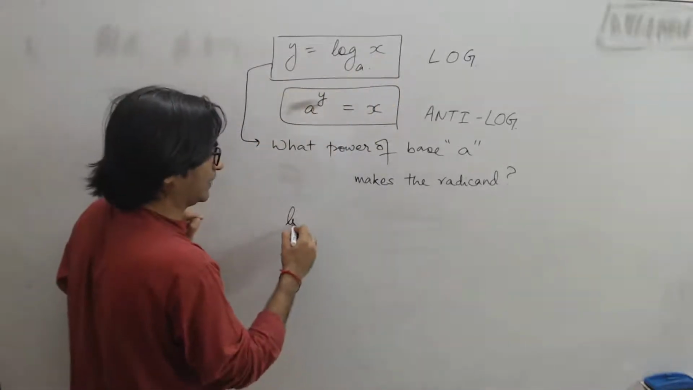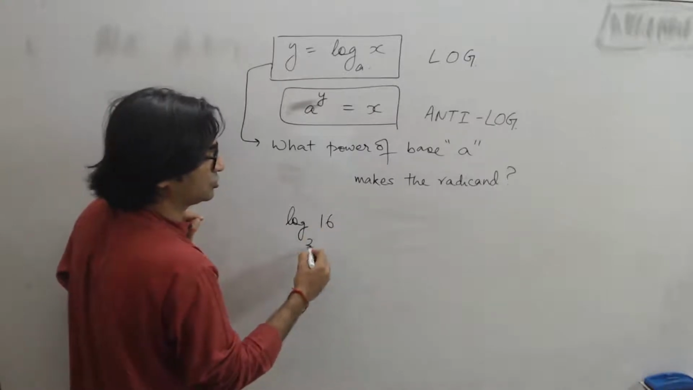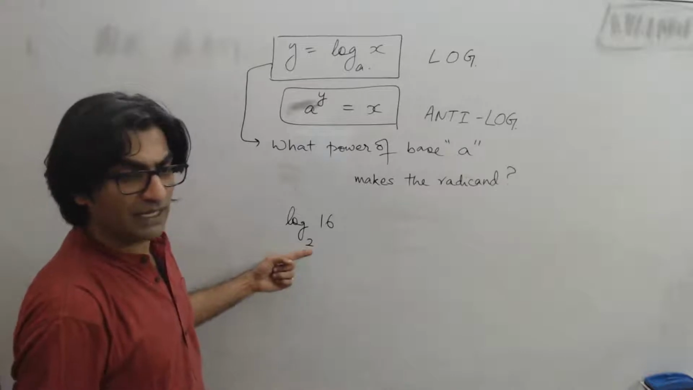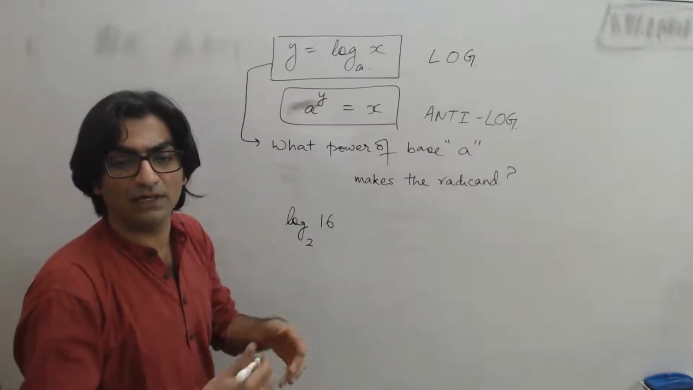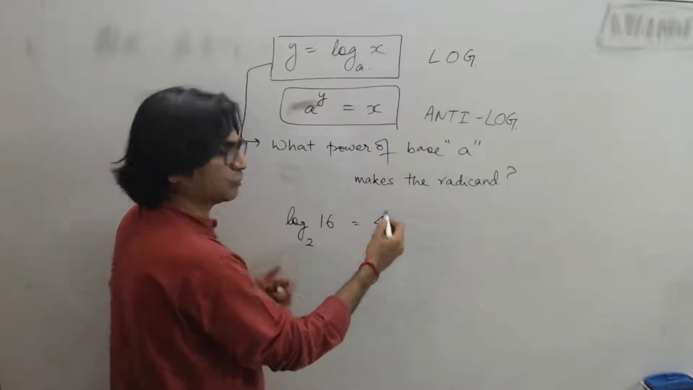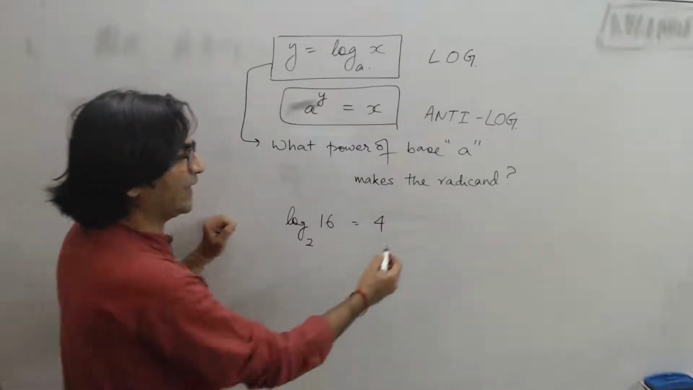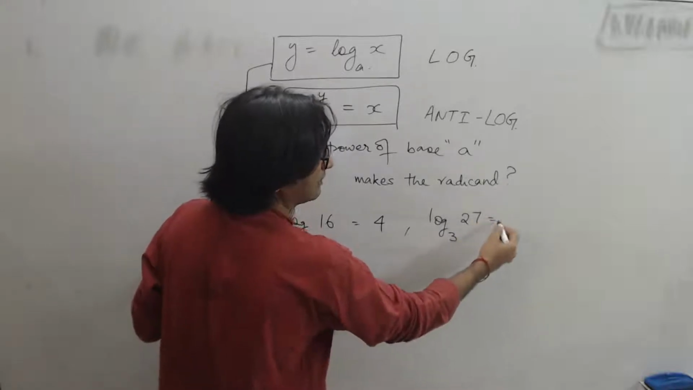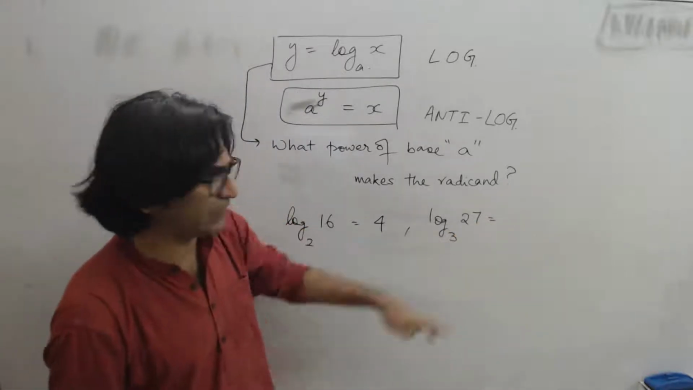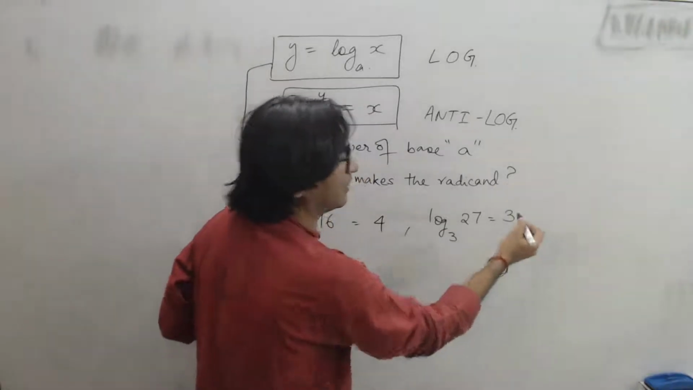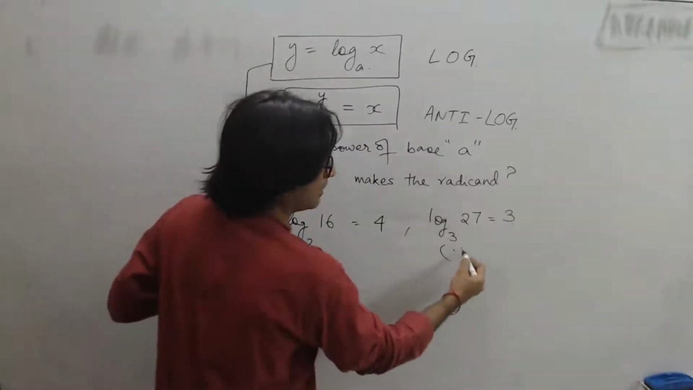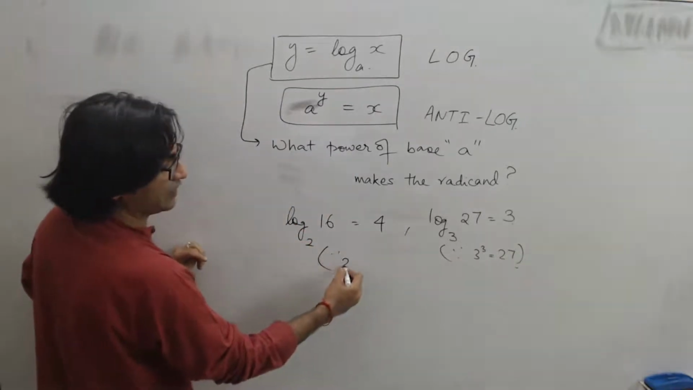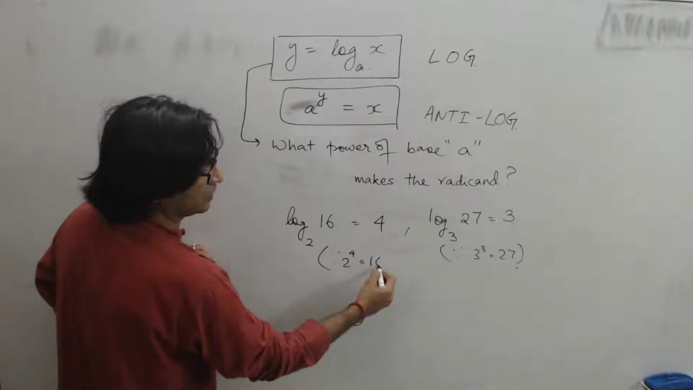Let's take an example. If I say what is log of 16 in the base 2, you'll ask yourself the same question: what power of 2 makes 16? And immediately you'll get the answer as, okay, fourth power. Or if I ask you what power of 3 makes 27, you'll say this is going to be the third power, because 3 cube is 27. Similarly here, because 2 raised to the power 4 is equal to 16.